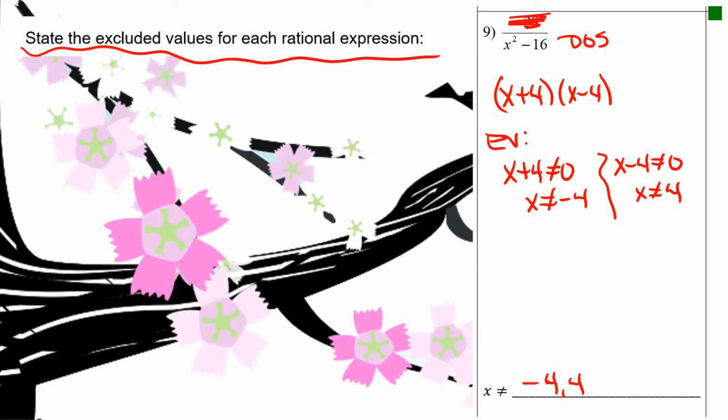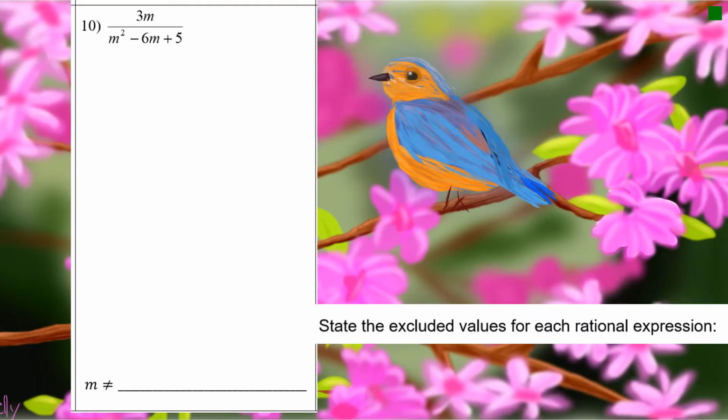-4 and 4. This is one again where you could have done x squared minus 16 can't equal 0. x squared can't equal 16. x can't equal positive and negative square root of 16, which is 4 and -4. Next slide!